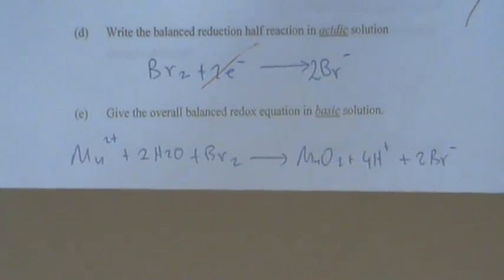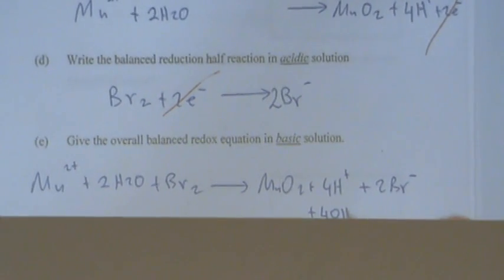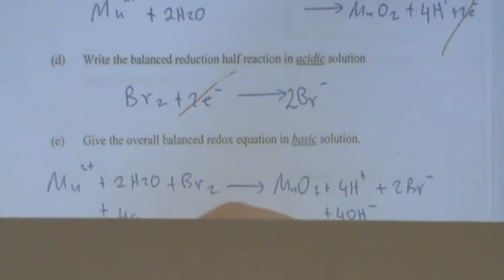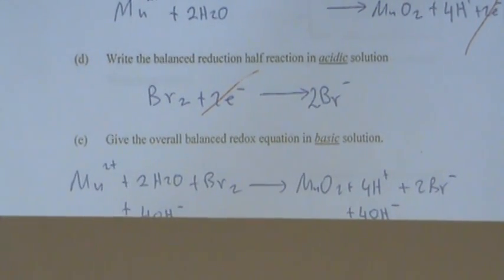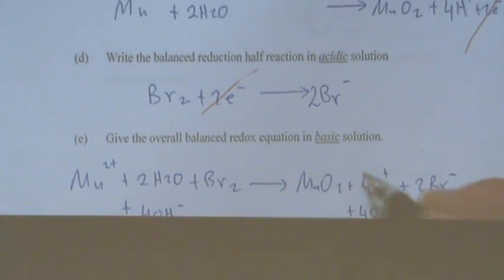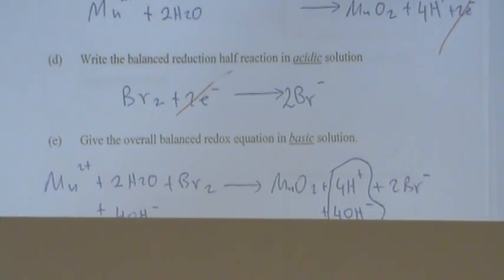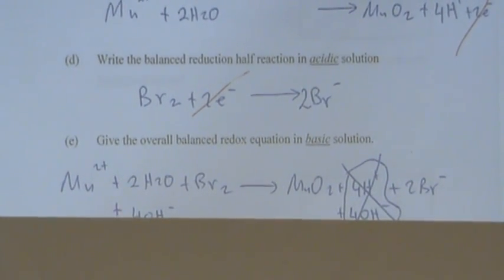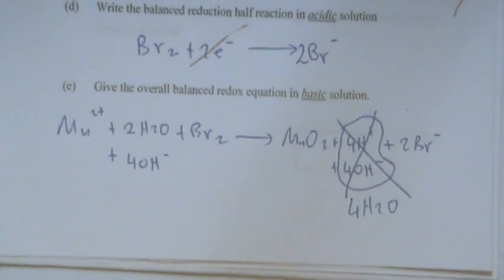So what do we do? We add the same number of hydroxide ions on both sides. So you add plus 4 hydroxides, plus 4 hydroxides. Doesn't matter where you put it. By doing that, I don't disturb the balance of mass or charge, because I put the exact same chemical species and amount on both sides. But these 2 things here actually make 4 water molecules. So all this is actually 4 water molecules. And that makes 4 waters.